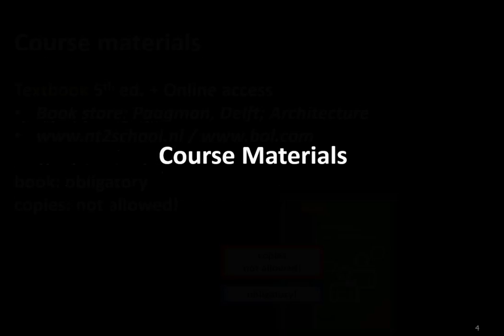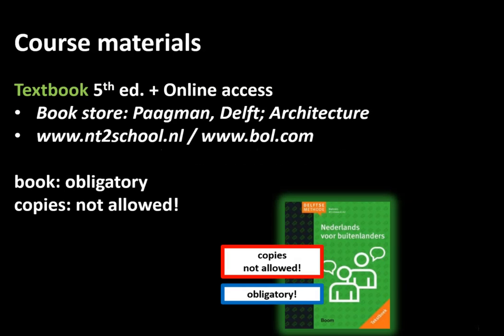What do you need for this course? The most important item is the textbook, edition 5, that comes with access to the online materials. You can buy the book in a bookstore, for example Paagman in Delft, or the bookstore at the Faculty of Architecture. It's also available online from the publisher www.nt2school.nl or from other online stores like bol.com. And please note, this book is obligatory and it's not allowed to use copies.